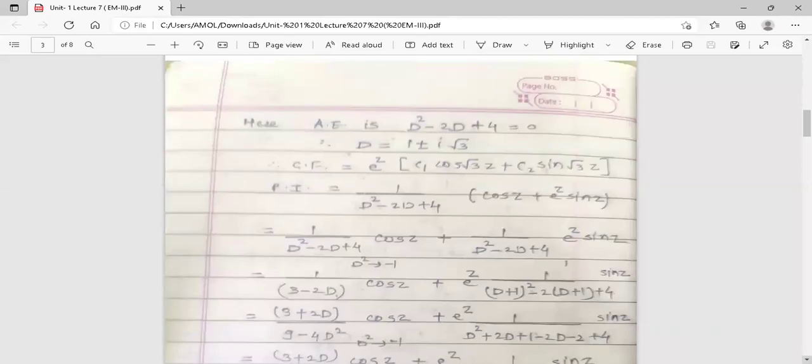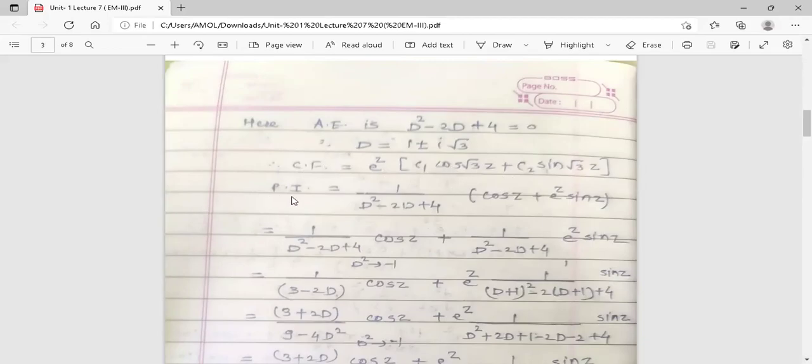Alpha is 1 and beta is root 3. So the complementary function is here: e raised to z in bracket c1 cos root 3z plus c2 sin root 3z. This is the complementary function here, using the rule of the complementary function. When the roots are complex, then how to write the complementary function for those complex roots. Using that rule, we have written here the complementary function.